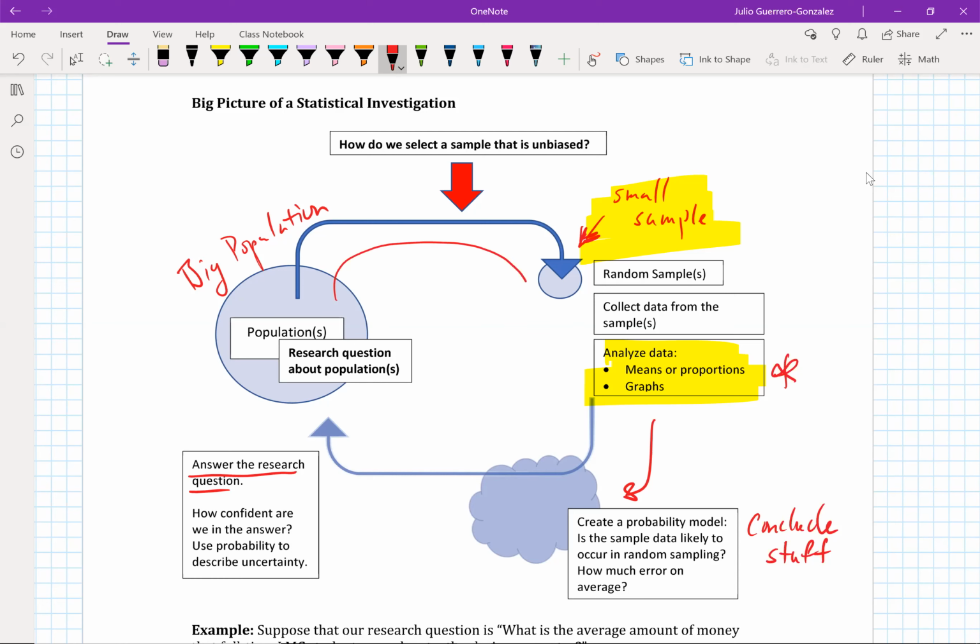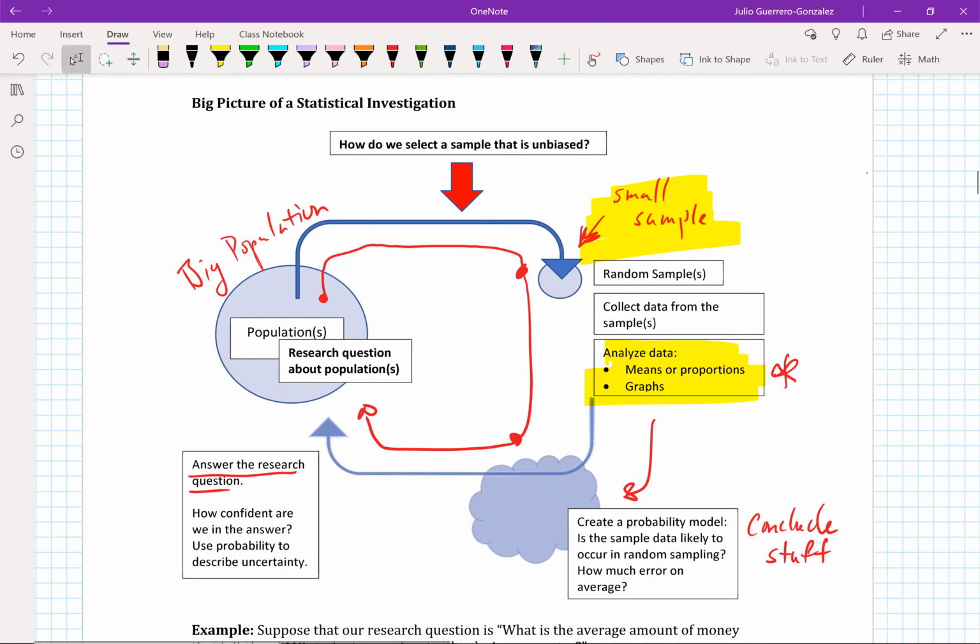The way that this goes is like this. It's already drawn. Just to reiterate what direction we're going in, we start here. From the big population, we have a question we want to answer. We choose out a small group, analyze stuff. We come down here, conclude stuff, and then we answer the big question that we had from the very beginning.